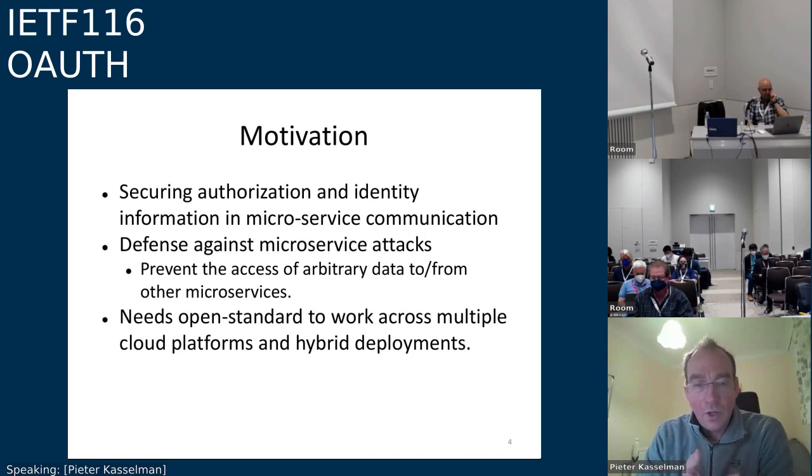And so we really feel like there needs to be some kind of open standard to work across these multiple cloud platforms and multiple hybrid deployments. And that's really the nature of, or the motivation behind, this conversation.